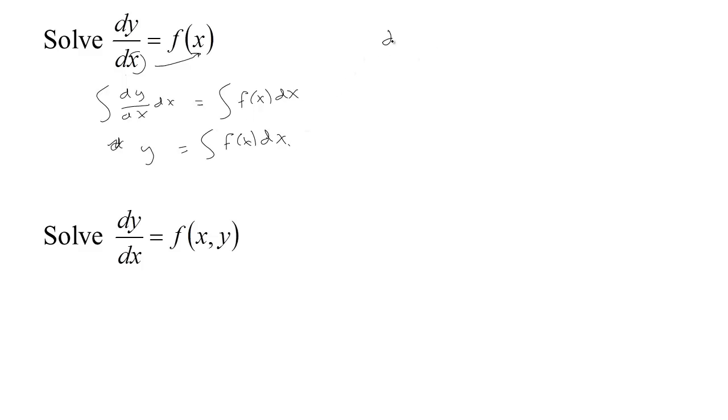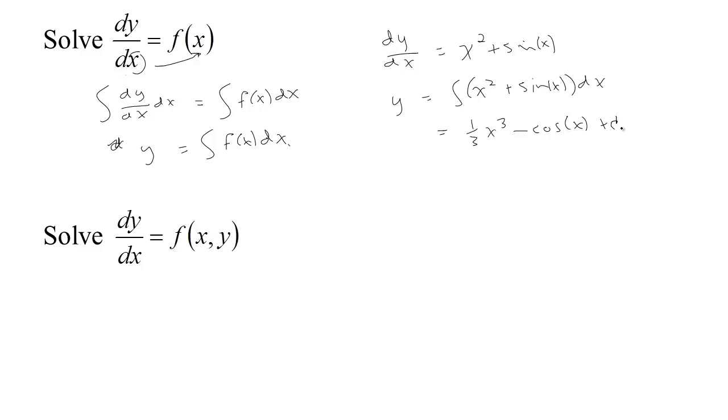So for example, if we had dy/dx equal to some function of x, like maybe x squared plus sine x, then we could just integrate in order to find the answer. So let's see, the antiderivative of x squared is 1/3 x cubed, and the antiderivative of sine x is negative cosine x plus c. We're able to find the answer.